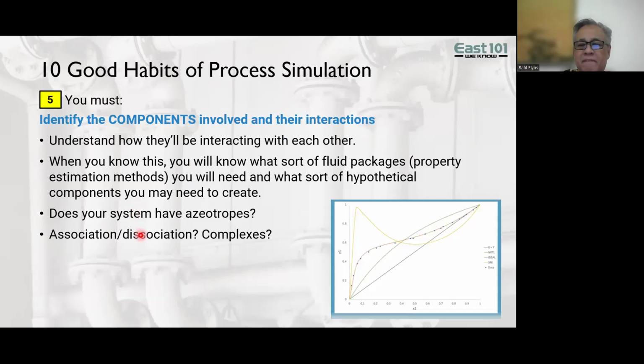Okay. Good habit number 5. It's really important to identify the components that are going to be involved and what kind of interactions they're going to participate in. So you need to understand how they're going to be interacting with each other. And based on that, you'll be able to figure out what kind of property package you need to use. It's very important.